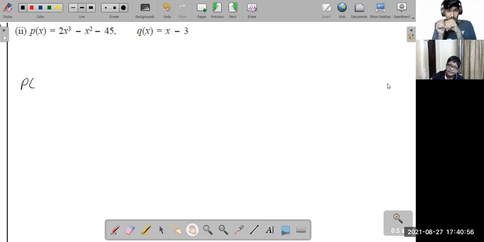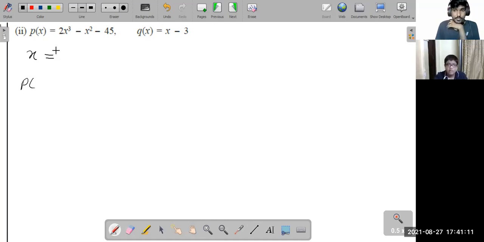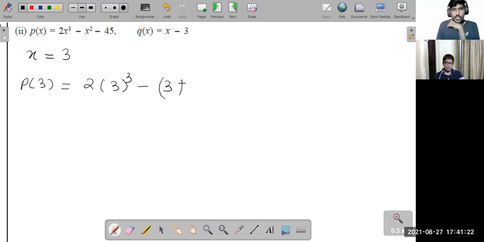So I got 18, but it's still not a factor. Are you sure? Okay, first tell me, you substituted x as what? Plus 3. So this becomes 2 into 3 cube minus 3 square minus 45. Is that right?